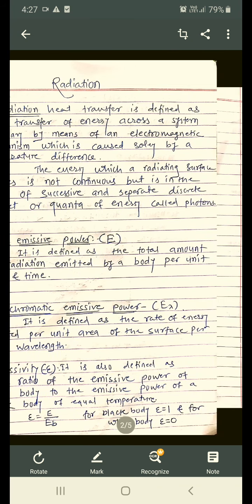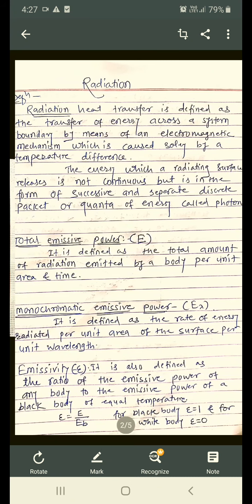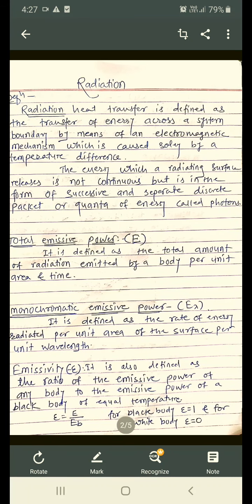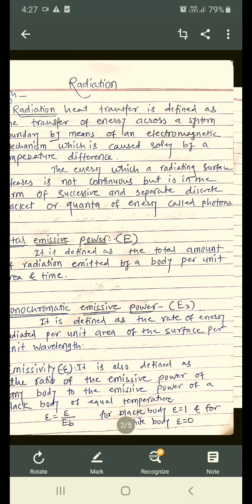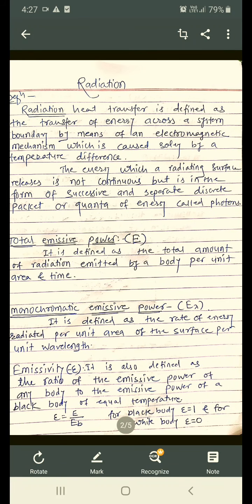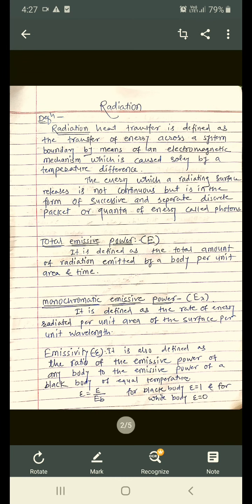The energy which a radiating surface releases is not continuous, but it is in the form of successive and separate discrete packets or quanta of energy called photons. Whatever energy we receive from the sun on the earth, it is due to radiation.